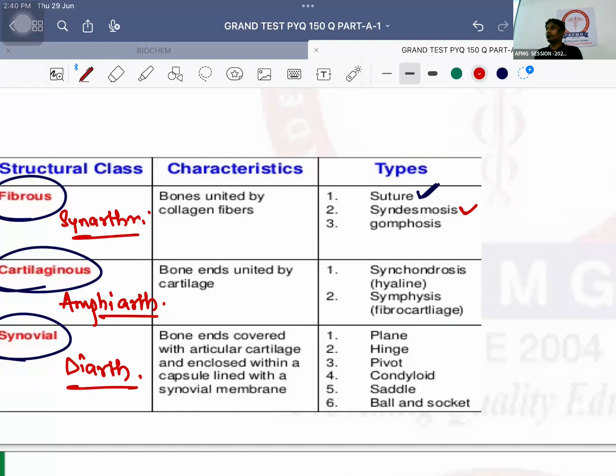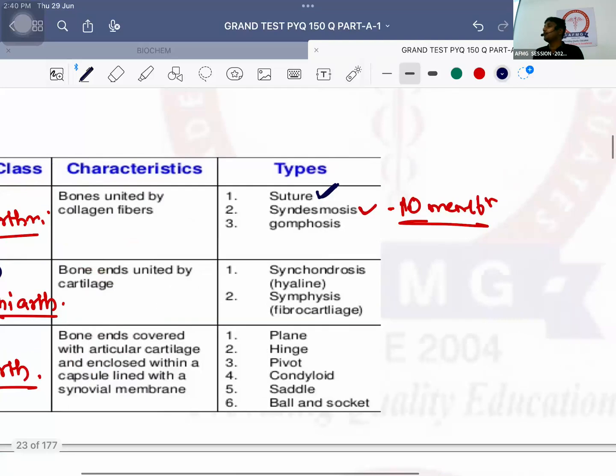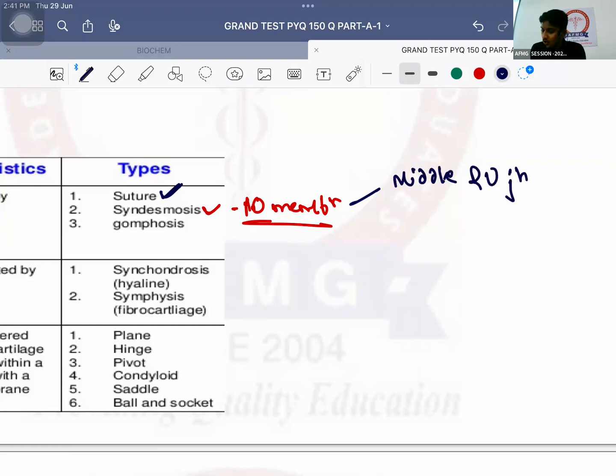Next is syndesmosis. Syndesmosis is the presence of an interosseous membrane between the 2 bones. If there is a membrane joining 2 bones, that joint will be called syndesmosis. Which joint is a syndesmosis? Which one? Superior, middle, inferior? So it is the middle radio-ulnar joint.